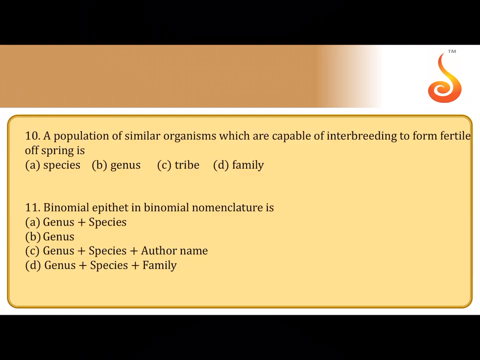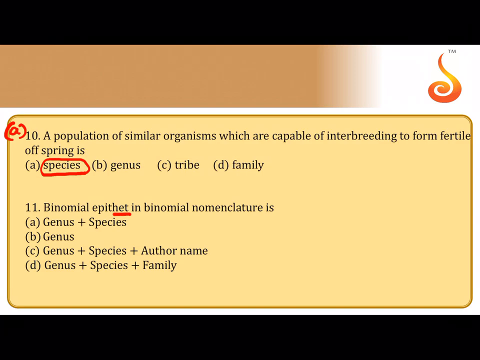10th one, a population of similar organisms capable of interbreeding to form fertile offspring is very simple. Species. A species is a group of organisms which can potentially interbreed to produce fertile offspring because they are genetically very closely related. What is binomial epithet?